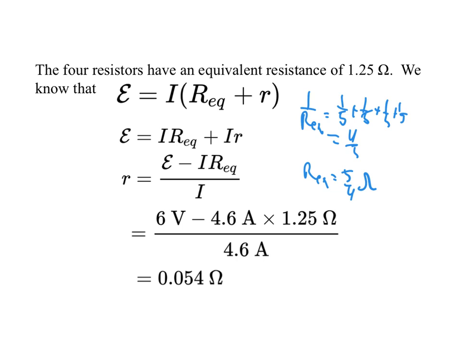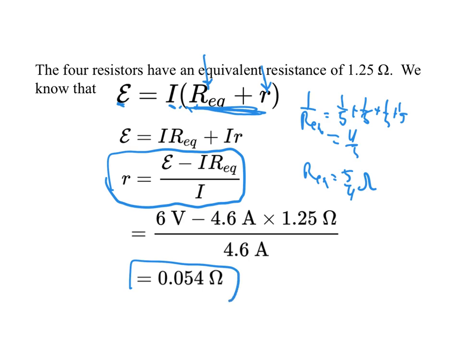And we also know that the actual EMF is I times the resistance in the circuit. But the resistance in the circuit is that 1 1/4 plus the unknown resistance. And then we just solve it. All right, then it's not particularly interesting. It's just some algebra. We get that the internal resistance is the EMF minus I times the equivalent of those 4 resistors, divided by the current. And we find out that it's about 0.054 ohms.